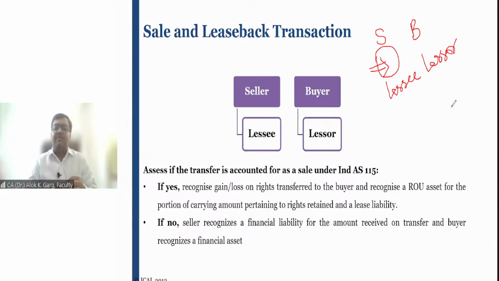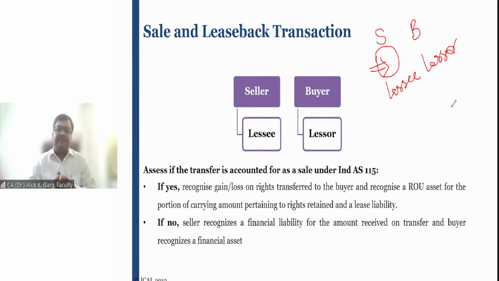And there is an arrangement that after certain years of, let's say, 10 years, 15 years, this property is with the exercise option. With the exercise option means this seller will repurchase this property from the buyer at a very nominal value. Let's say 1 lakh rupees or 5 lakh rupees, right? This is the transaction.